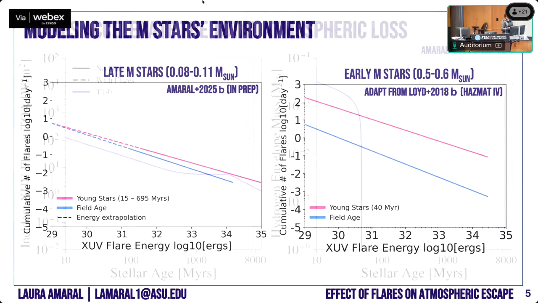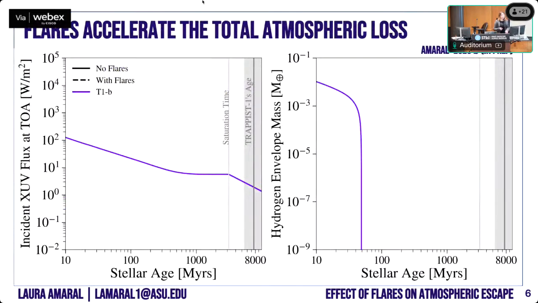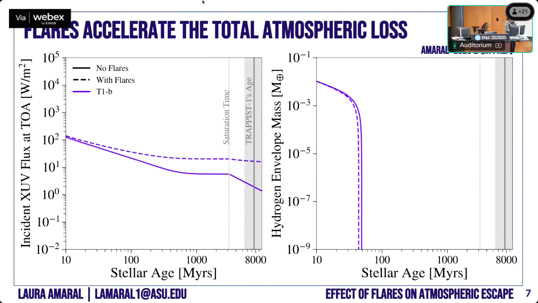The first example is TRAPPIST-1. Here we have the XUV flux arriving at the top of the atmosphere of the planet, and the hydrogen envelope mass changing over age. The solid lines are when you don't consider flares, just quiescent evolution, and the dashed lines are when you add the extra XUV from flares. This is TRAPPIST-1b, the closest planet to the TRAPPIST-1 star, which is a late M. Flares don't add too much to the evolution; you just accelerate it by about 4 million years.